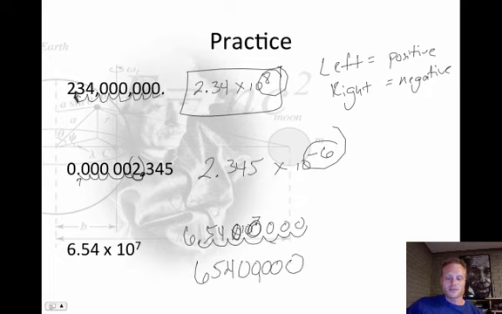And so it'll look something like this, 65,400,000, all right? And again, we'll practice this a little more in class, but I'm assuming this is a bit of review for you guys.